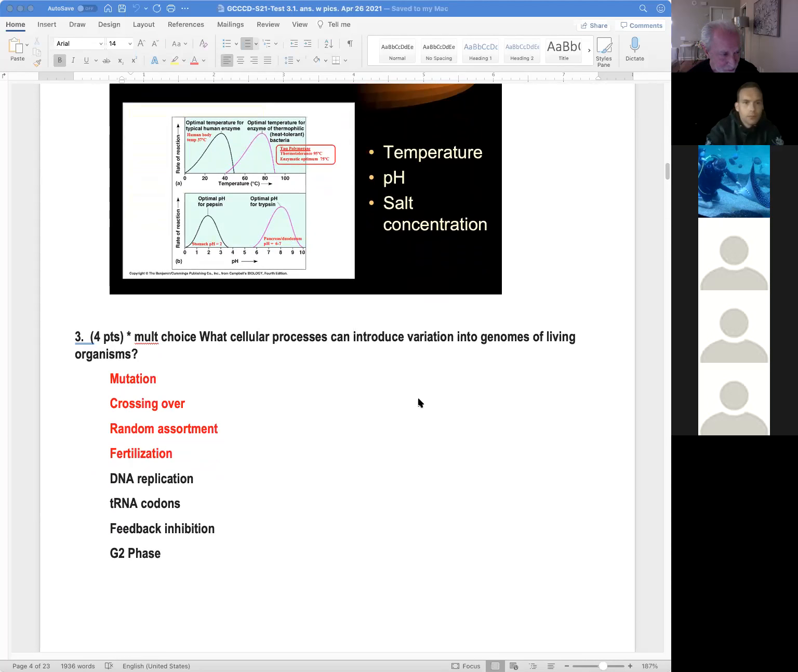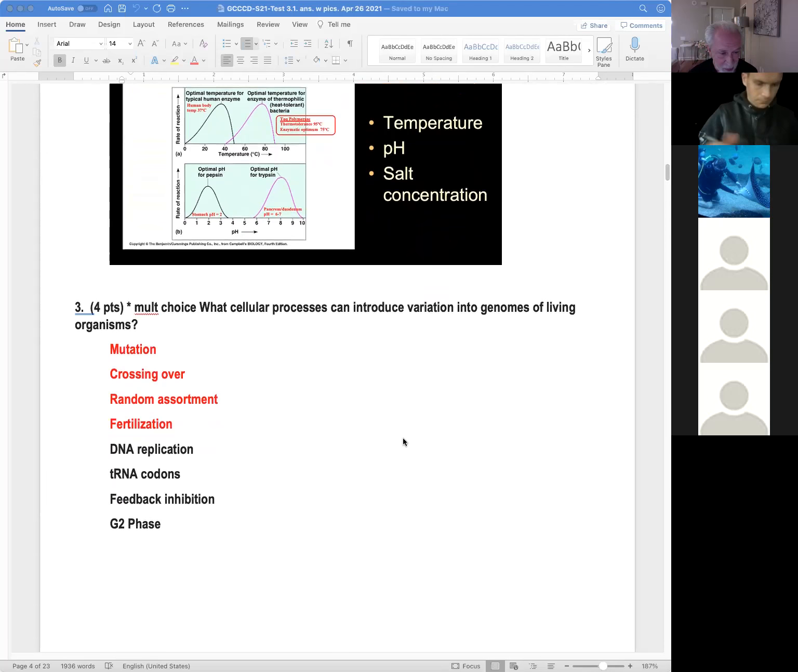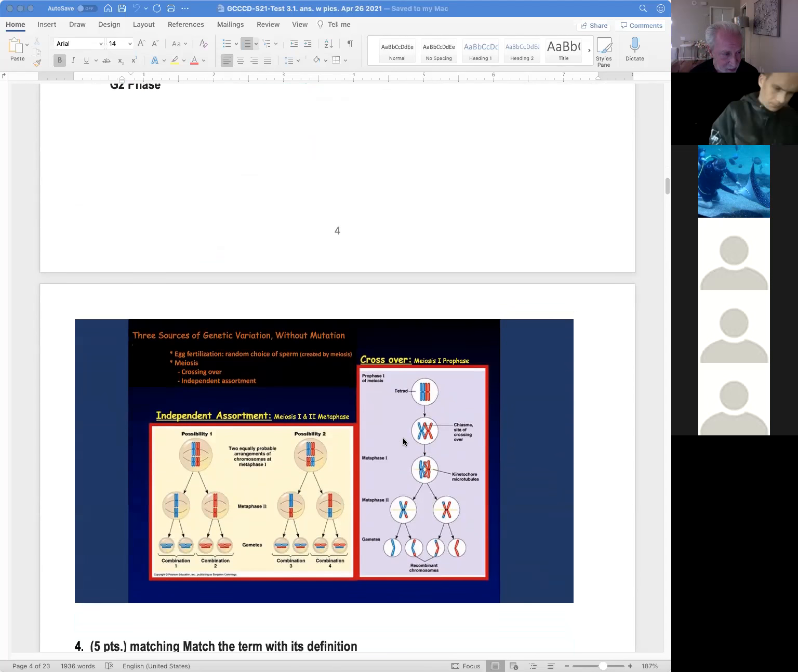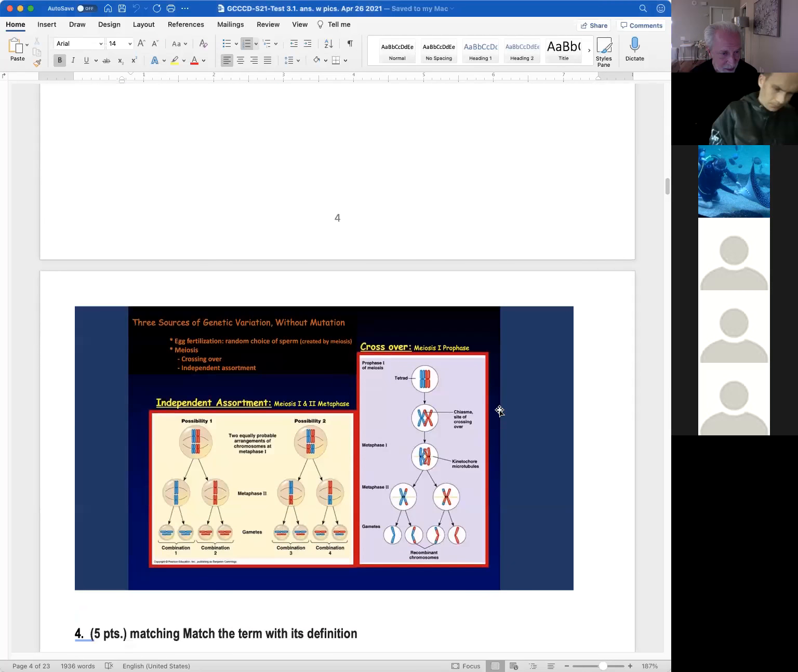Number 3. What cellular processes can introduce variation into genomes of living organisms? Well, the ones here in red are the ones that are possible. Mutation, crossing over, random assortment, and fertilization. Okay, why is this important and where did it come from? It's best summarized in this particular slide.